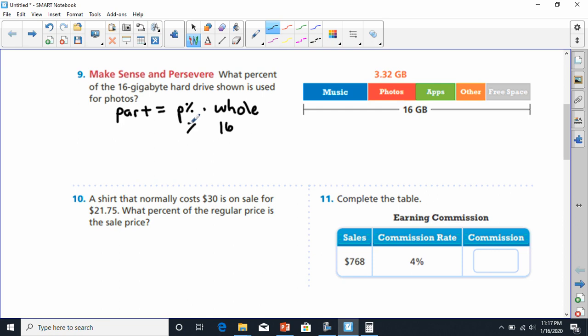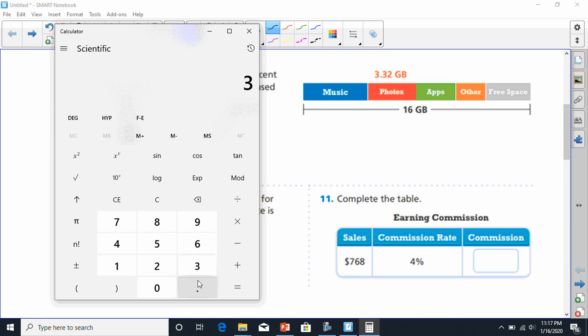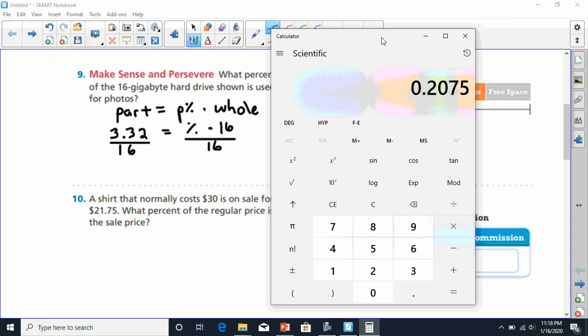So the percent times that is going to equal the part, which is 3.32. Well, once again, we're going to divide by 16 on this side to get the percent by itself, which means we'll divide on this side too. Now I have to find out what 3.32 divided by 16 is. 3.32 divided by 16 is 0.2075.